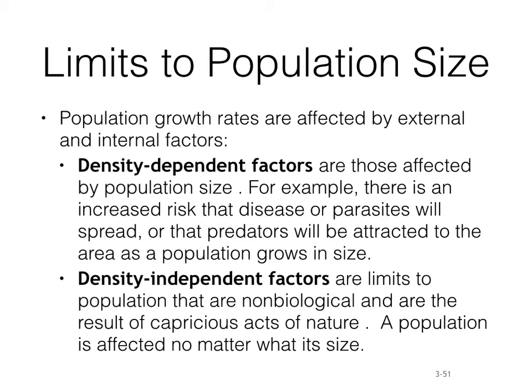With density independent factors, a population is affected no matter what its size. Drought, an early killing frost, flooding, landslide, or habitat destruction by people all increase mortality rates regardless of the population size. Density independent limits to population are often non-biological, capricious acts of nature, like hurricanes or wildfires.